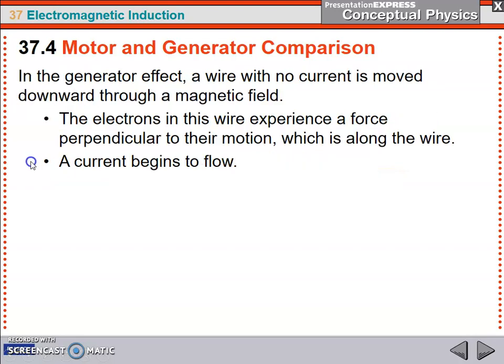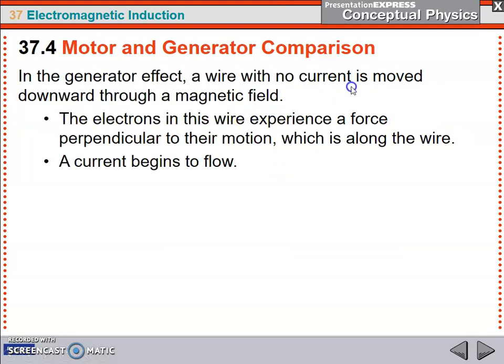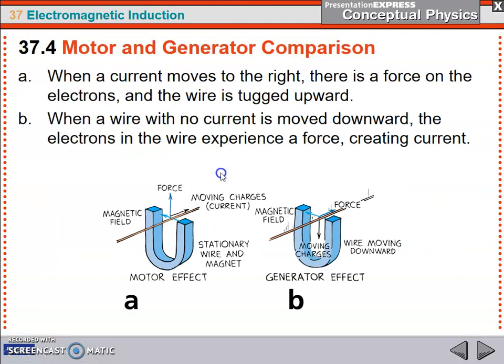In the generator effect, a wire with no current is moved downward through a magnetic field. The electrons in this wire experience a force perpendicular to their motion, which is along the wire. So a current begins to flow. So as you're pushing it down, the electrons moving through this magnetic field feel the moving magnetic field, and that means they get pushed in that direction.